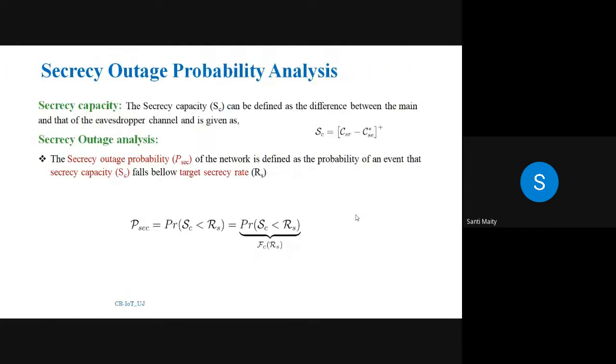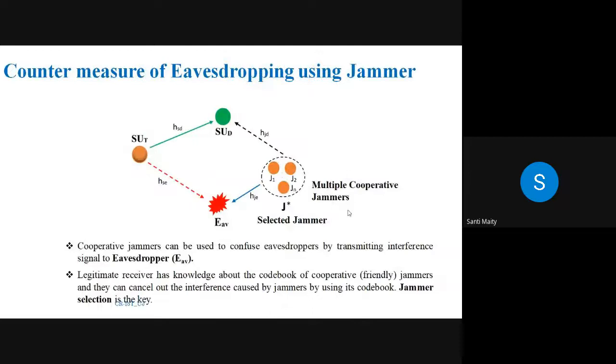Now I will talk about eavesdropping. What will we do? There will be a friendly jammer, who will jam the eavesdropping signal. A jammer, as I said, disrupts the communication. Now I take help of the friendly jammer. An IoT object, the secondary user transmitter, is transmitting data to the receiver. And there are multiple jammers. These are friendly jammers. Their data transmission knowledge is available to the receiver.